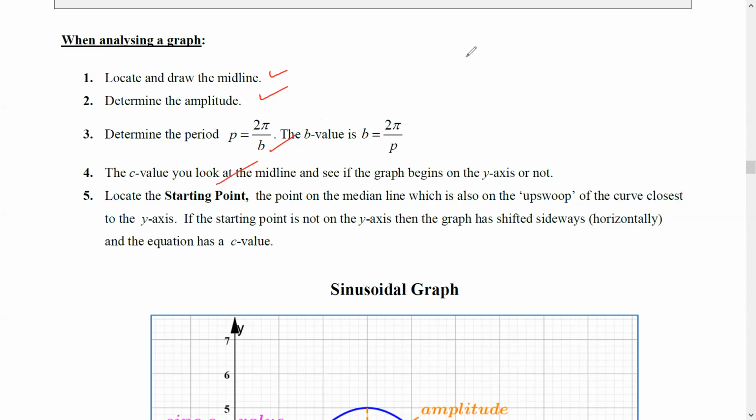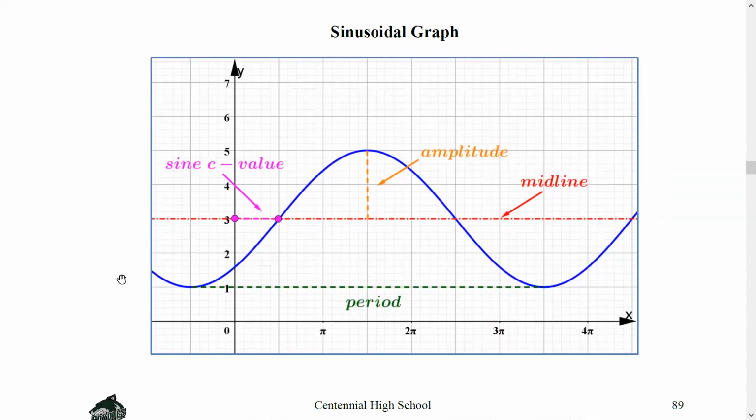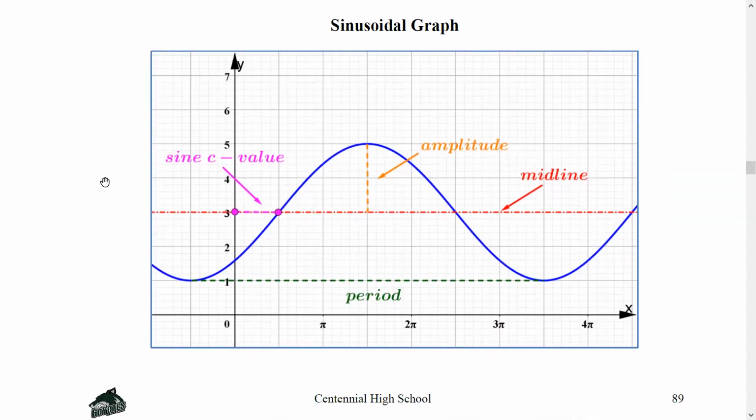Now I've got this graph right here, which I think shows everything to you. I'm proud of that graph. Oh, it's beautiful. I wish I could print your books in color so you could see my beautiful graphs in color. There she is. So again, the order in which I'm going to do these things: midline, then amplitude, then my period, then my C value. Always.